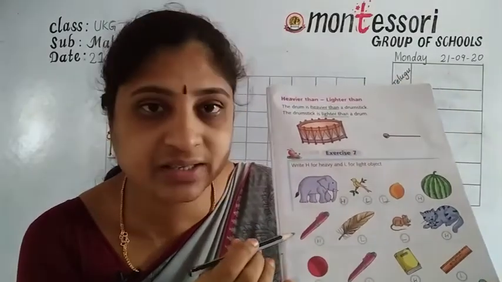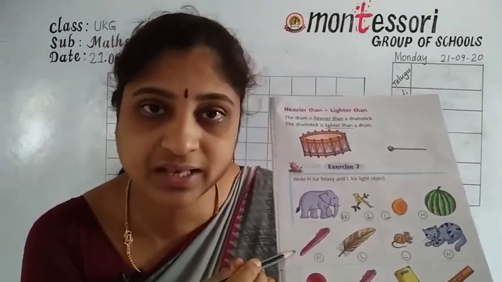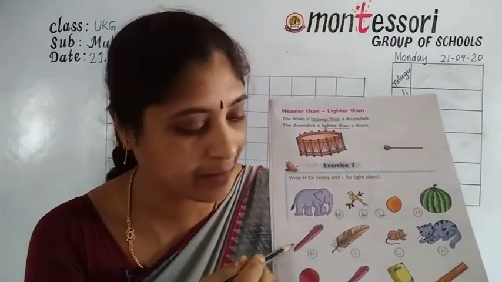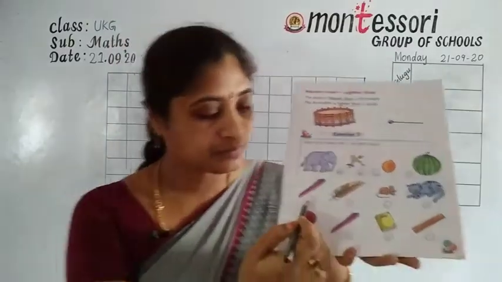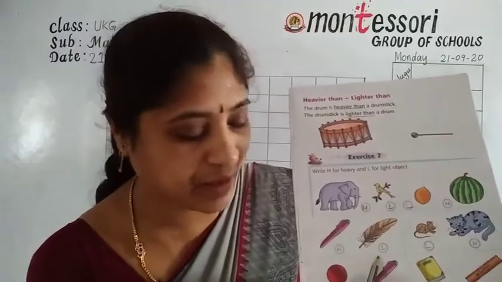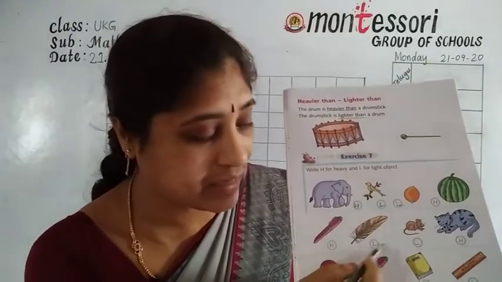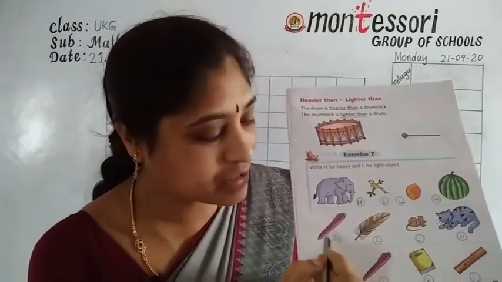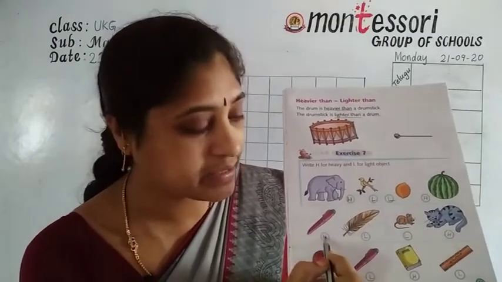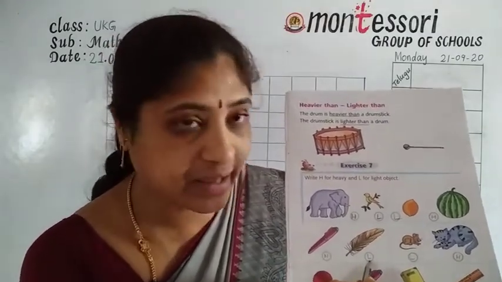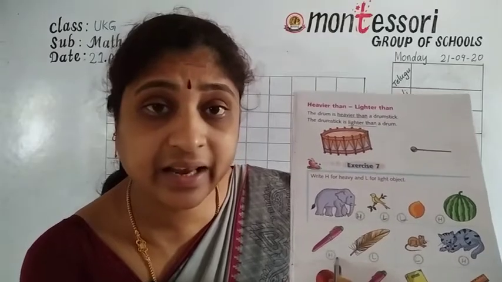Tell me children, what is this? Yes, this is a pen. This one is a feather. Now pen and feather, pen is heavy weight. When we compare this picture, this one is heavier, this one is lighter. The pen is heavier than a feather, the feather is lighter than a pen.